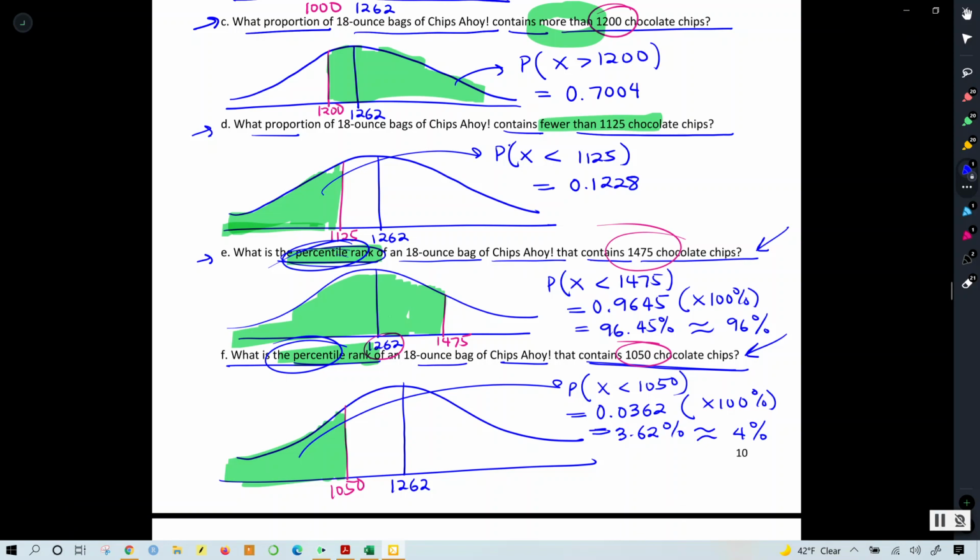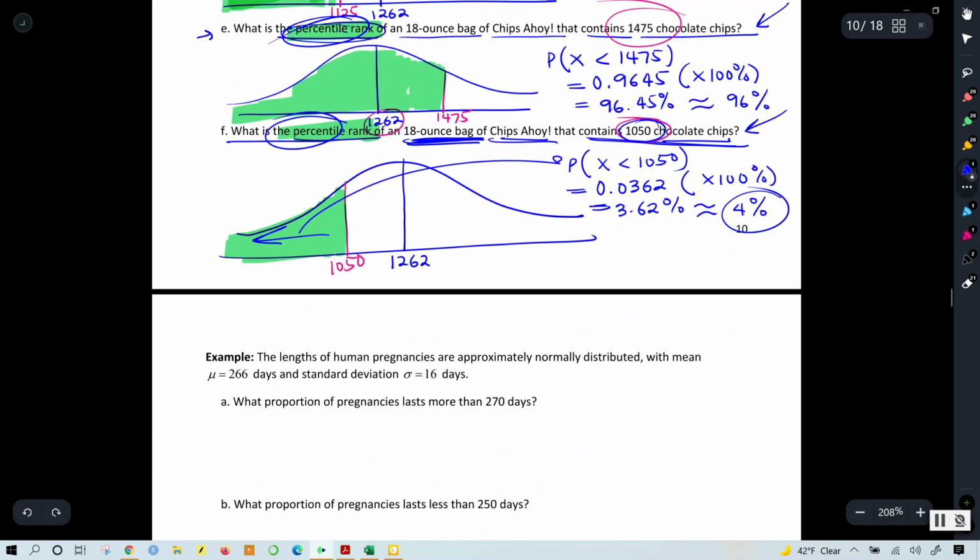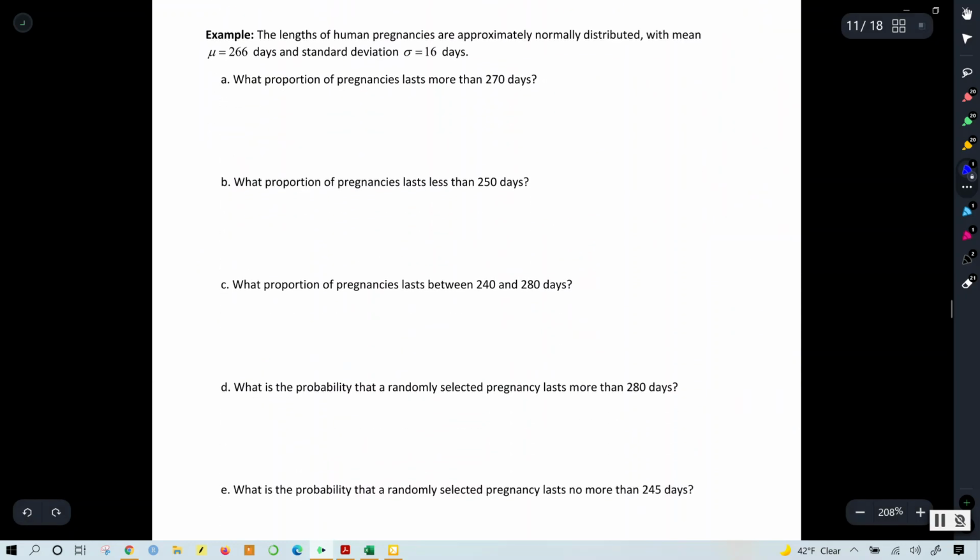Take note of what this means. This 4% means that about 4% of all of the 18-ounce bags of Chips Ahoy contain 1050 chocolate chips or less. This is very important in the context of this problem. We proceed now to the next example.